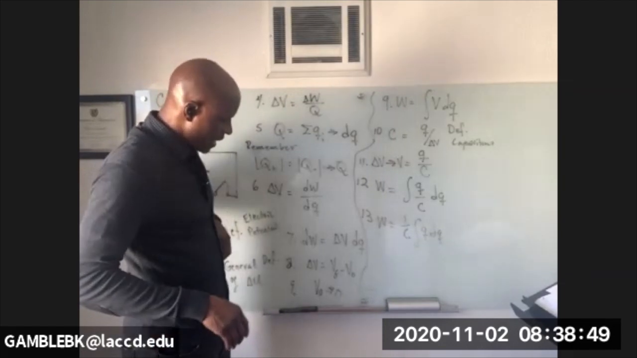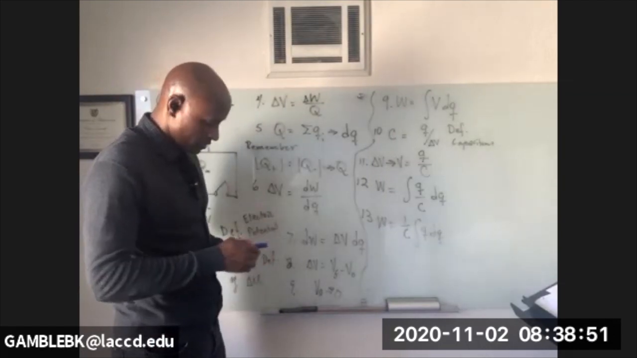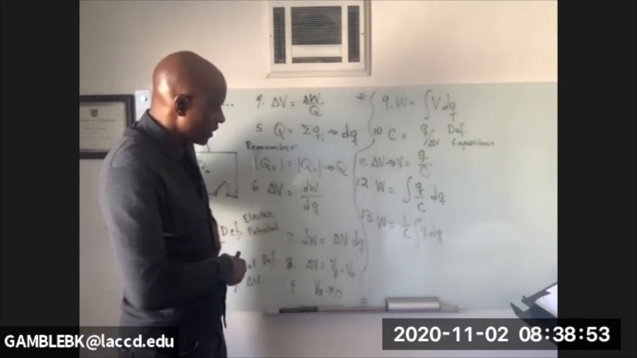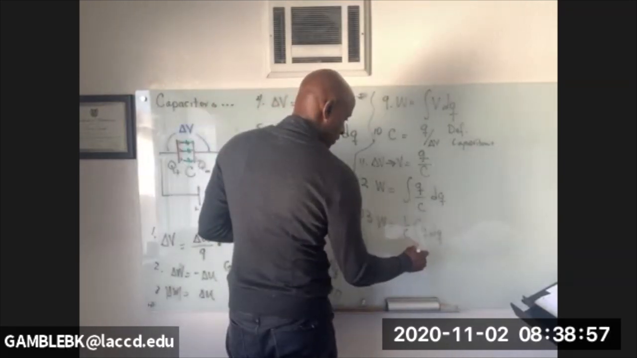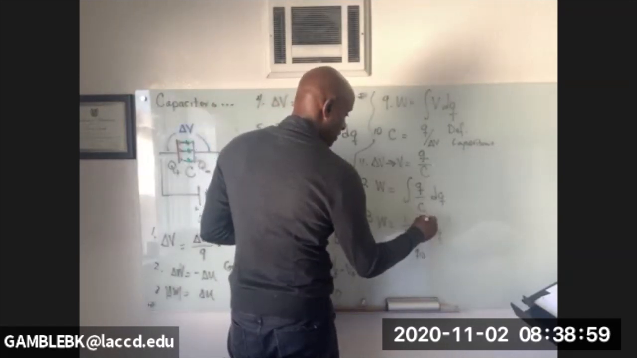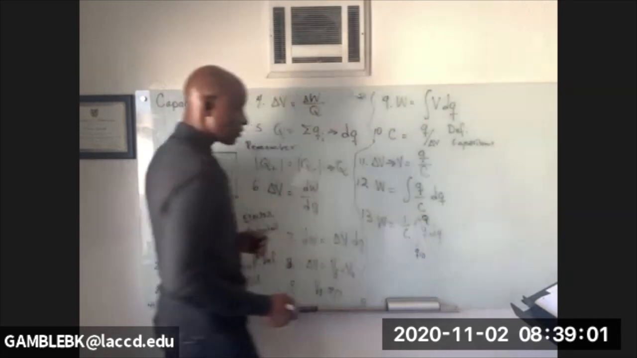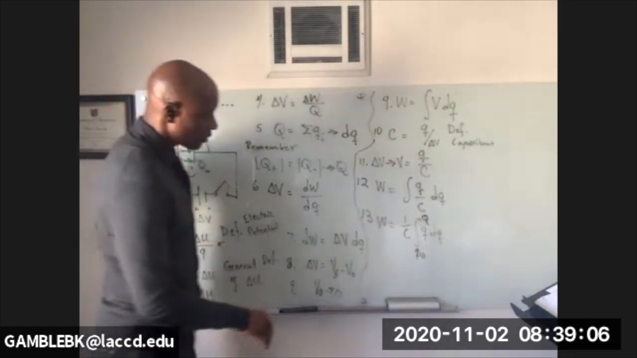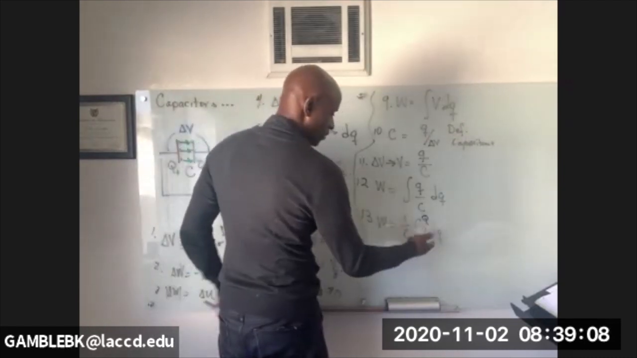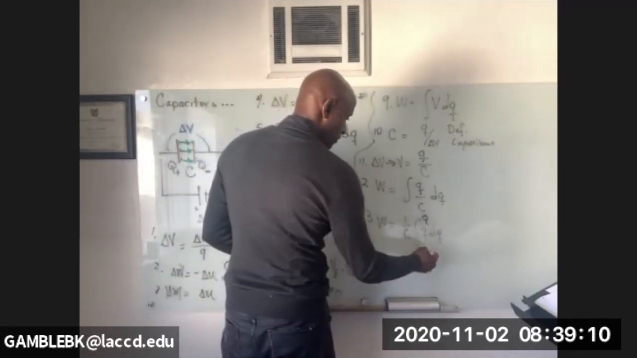And remember, you can think of this as not an indefinite integral, but a definite integral. The charge goes from Q equals 0 when the thing is not charged to the maximum charge on the capacitor, which we said was Q. So you can think of it as a definite integral. And so what do you get? What's the integral of Q dq? Q squared.